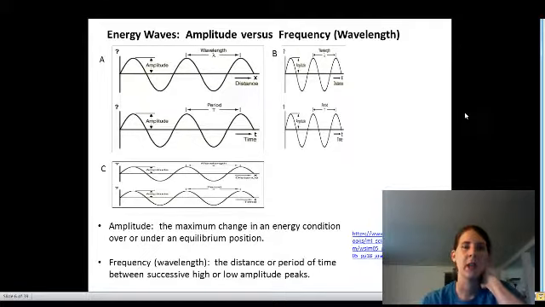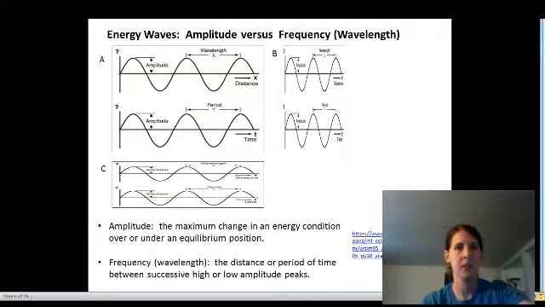So when we talk about earthquakes, we also talk about the energy waves associated with them. So the waves move, and as they move, we discuss them based on their amplitude or frequency. So an amplitude is the maximum change in energy condition over or under an equilibrium position. So it's how high or how low something goes above stationary, basically. Whereas the frequency or the wavelength is how long it takes for one successive high or low peak to pass the same point.